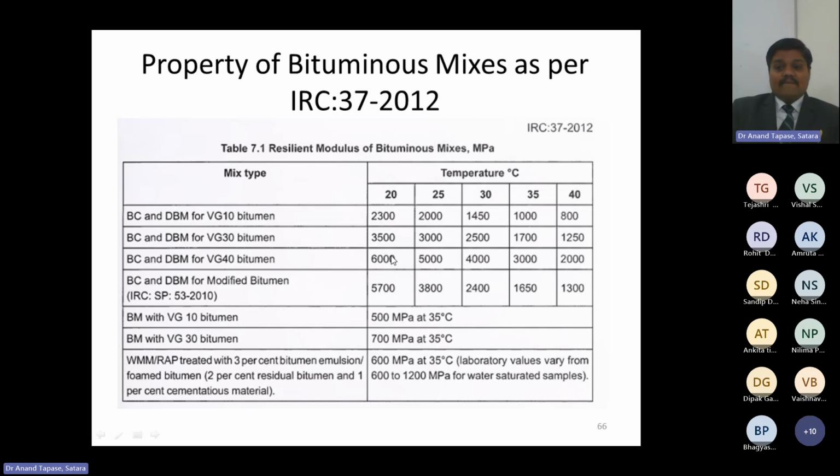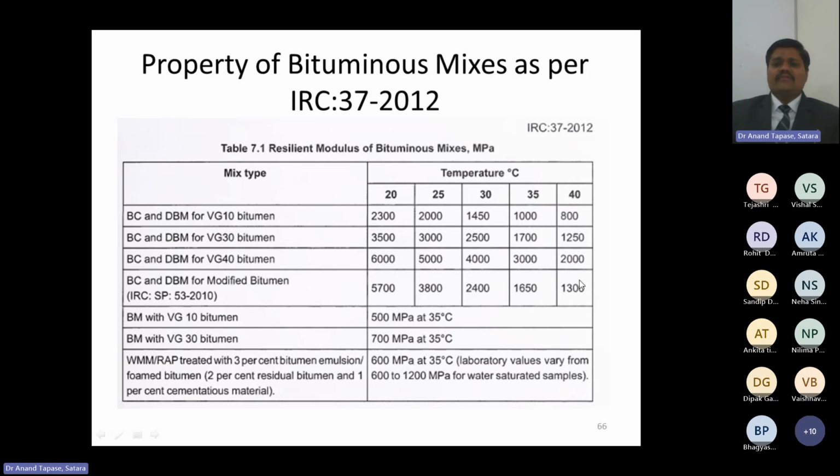Temperature dependency: around Maharashtra conditions, in Pune or in Satara, we can adopt 35 degrees Celsius as the mean temperature, and VG10, VG30, VG40 grades of bitumen are more frequently used. Likewise, 60-70 grade of bitumen is VG30, 80-100 grade of bitumen is VG10. So this type of bitumen mixes can be seen, and the properties at 35 degrees Celsius are 1000 for VG10, for VG30 it is 1700. So we have to rely on this.